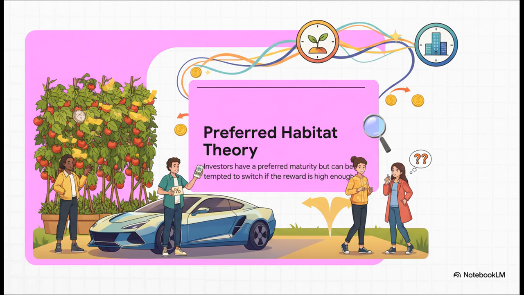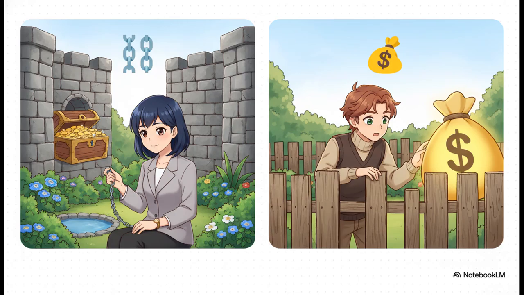It suggests that investors have a home base, a preferred time frame where they're most comfortable operating. A pension fund loves the long term. That's its natural habitat. But, and this is the crucial part, they can be lured out of that habitat if another market is offering a reward that's just too juicy to ignore. So let's put these two ideas side by side. Under market segmentation, the investor is 100% loyal to their time frame. End of story, they will not budge.